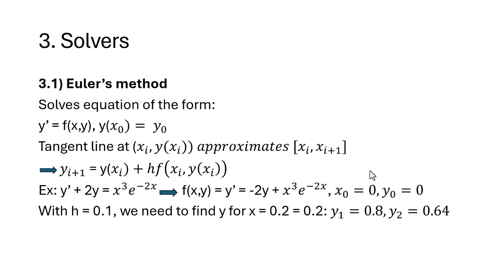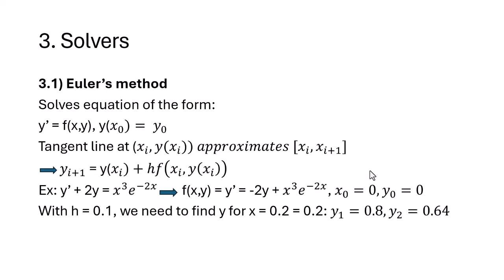So this method comes from the fact that the tangent line at xi and y of xi approximates the curve between xi and xi plus 1. And then from that we obtain the formula y i plus 1 equal y of xi plus h f of xi and y of xi. So it's pretty simple. It's basically just applying the formula and plugging numbers in there.